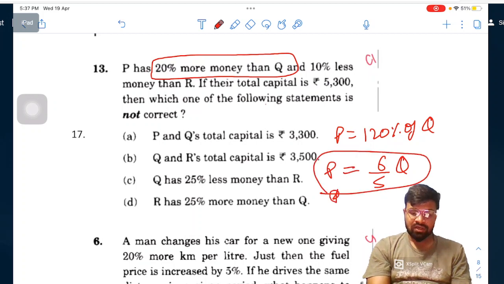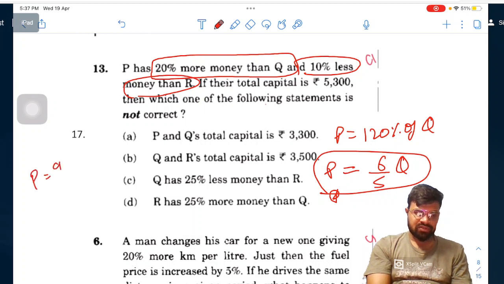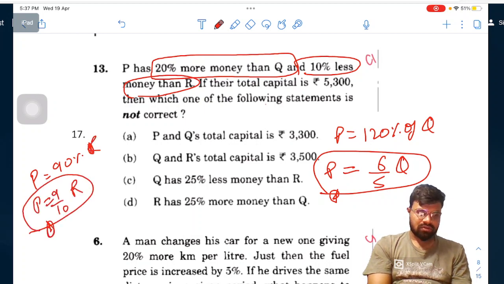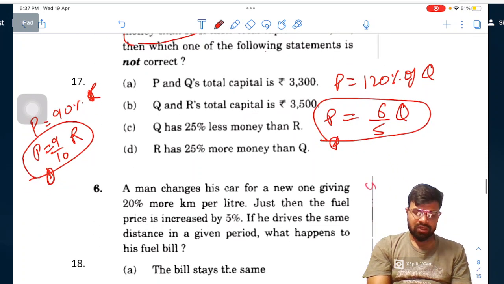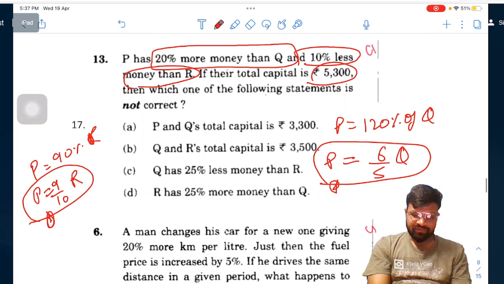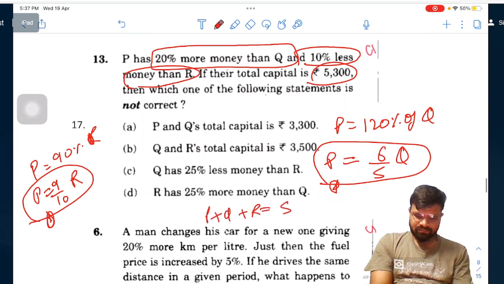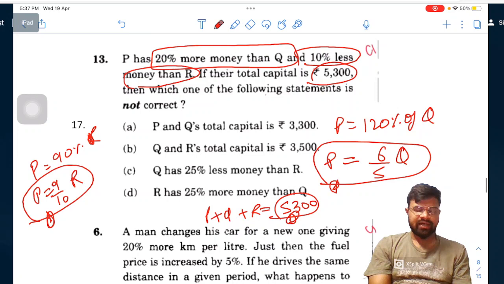This is the first equation. P has 10% less money than R. That means P is equal to 90% of R, that is P is equal to 9 by 10 of R. Now, the sum is 5300, so P plus Q plus R is equal to 5300. You can convert it into a single variable. That means P plus 5 by 6 P plus 10 by 9 P is equal to 5300.